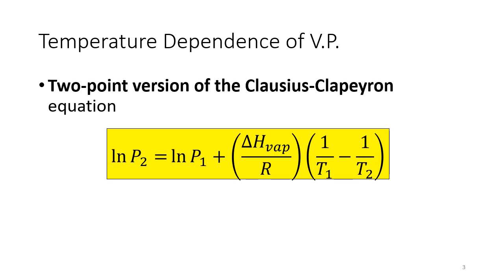This says that the natural log of the vapor pressure 2 equals the natural log of the vapor pressure 1 plus the enthalpy of vaporization divided by R, that gas law constant. Units will be 8.314 joules per Kelvin times moles, times 1 over T1 minus 1 over T2, assuring that both of our temperatures are in units of Kelvin. Our pressure can still be in any units of pressure.